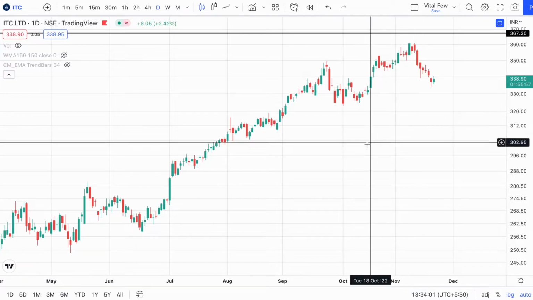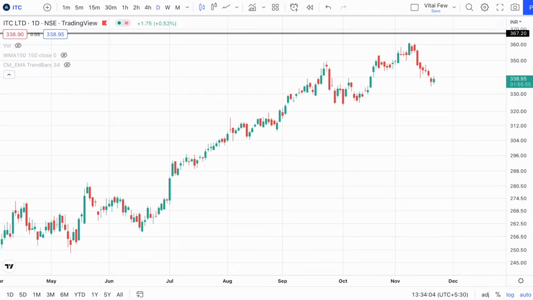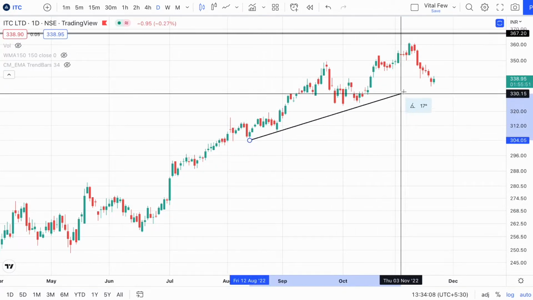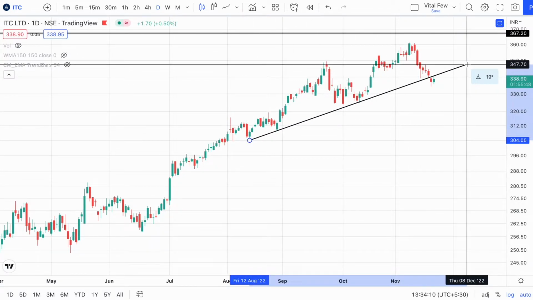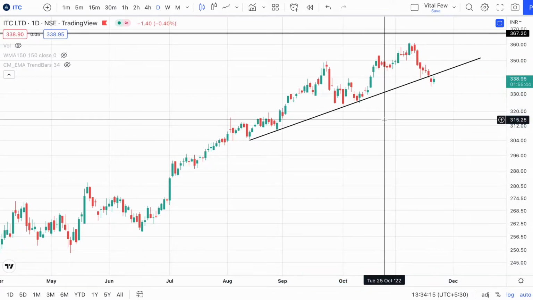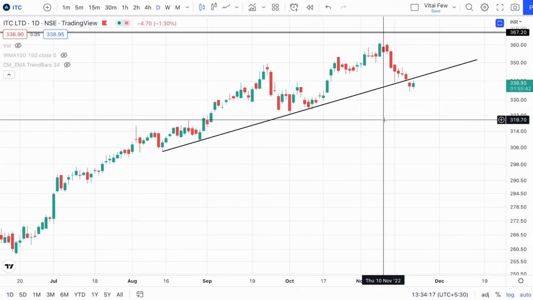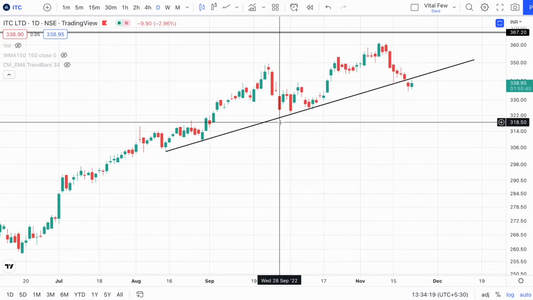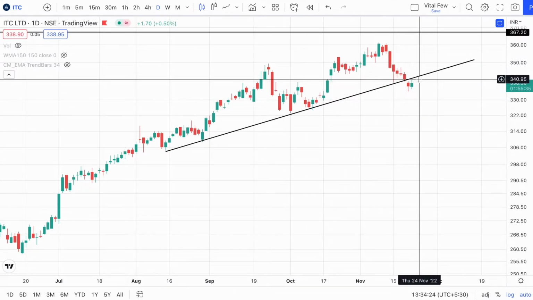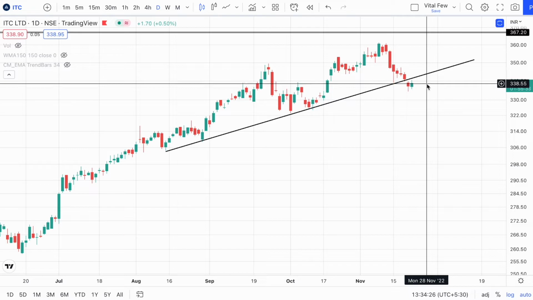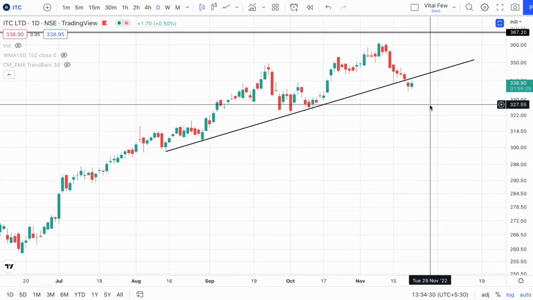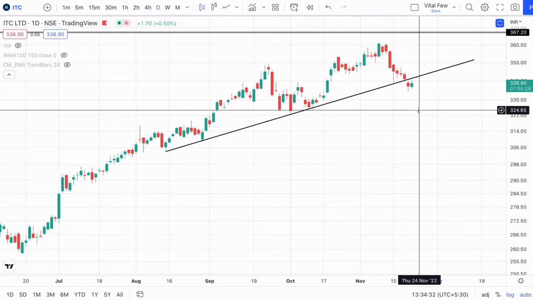Now what I will do is draw a trend line. Let's take these points. Here it is. So when we zoom in here, we can see that ITC has broken this trend line. But do not make the mistake of assuming that from this point it will go down. It won't. It might come to this level.